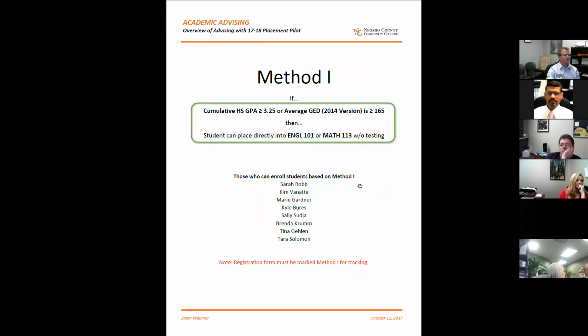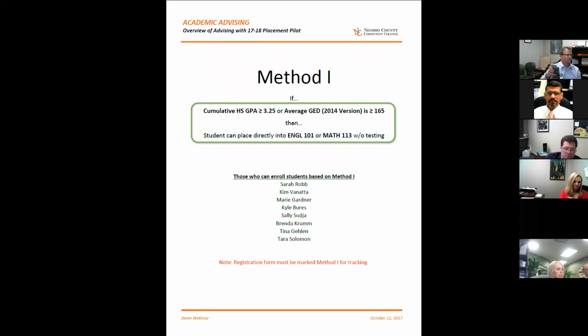All right, so essentially students are grouped into two different methods that they could be opting into this pilot. Method one, again, is if a student has equal to or above a 3.25 high school GPA, or if they are a GED completer, if their score is a 165 or higher, averaged across all 4 sections of the test. Then the student can place directly into English 101 or Math 113 without any placement testing.